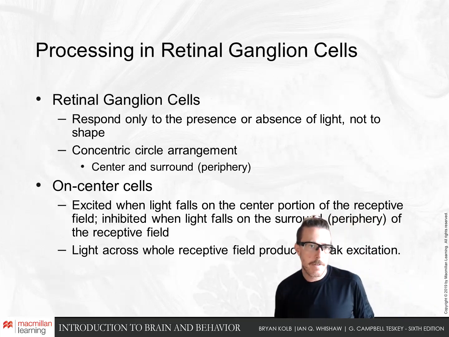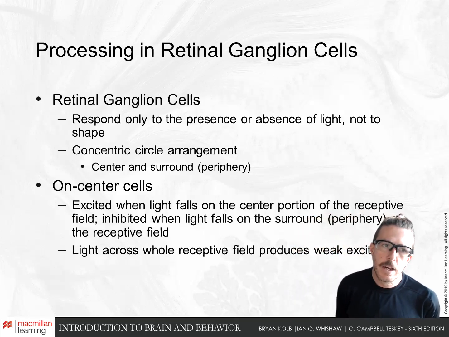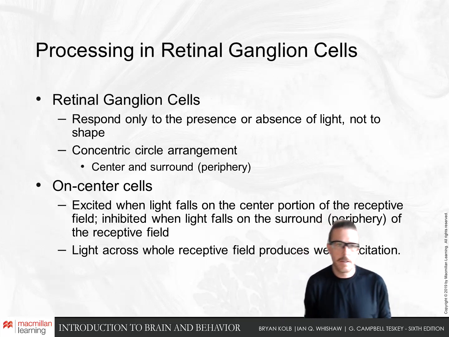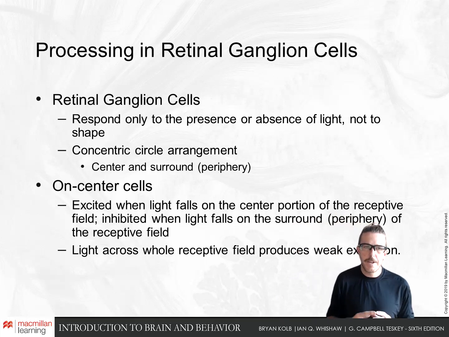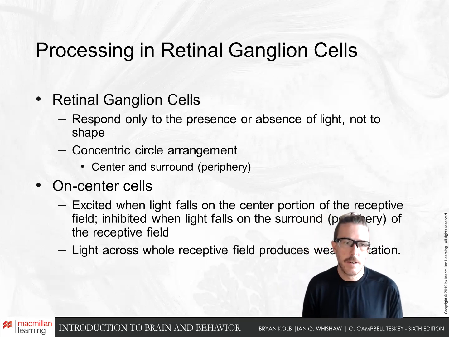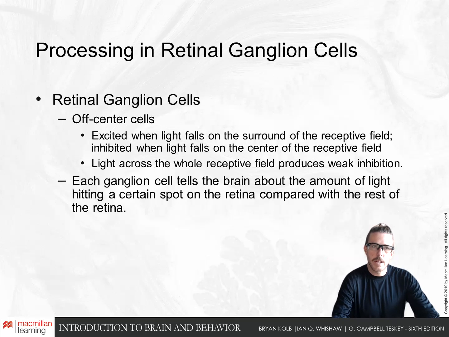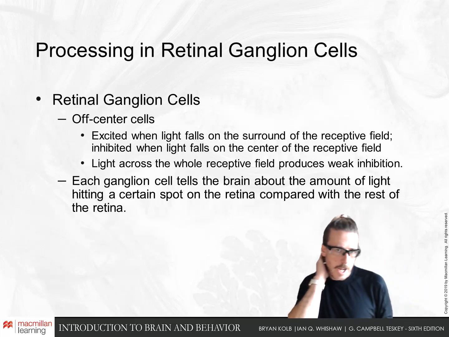The retinal ganglion cells, if you record from them and present different stimuli to the eye, only respond to the presence or absence of light, not to any particular shape. And they have a particular arrangement of circular receptive fields called on-center or off-surround, where the center of the receptive field and the periphery of the receptive field have differential effects if light hits them. So these on-center cells are excited when light falls in the center part of the receptive field, and they're inhibited when light falls in the surrounding part. So if you shine light across the whole receptive field, they'll only fire weakly. I will show a picture of that on the next slide.